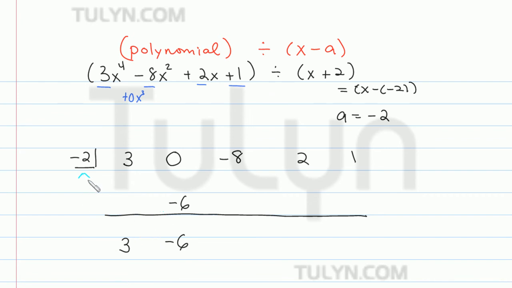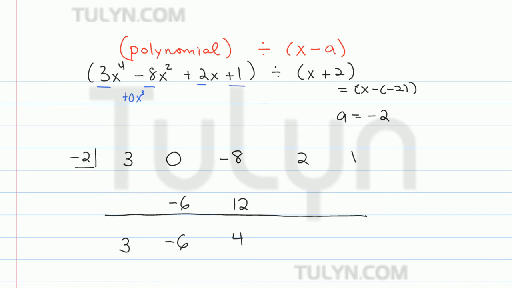So now we repeat our steps, right? We want to do this again. But this time, instead of with the 3, we want to use the negative 6. So I want to multiply negative 2 by negative 6, and then I'm going to write it in the next column. So negative 2 times negative 6 is going to give us positive 12, and then when you add that to negative 8, we get positive 4, right?